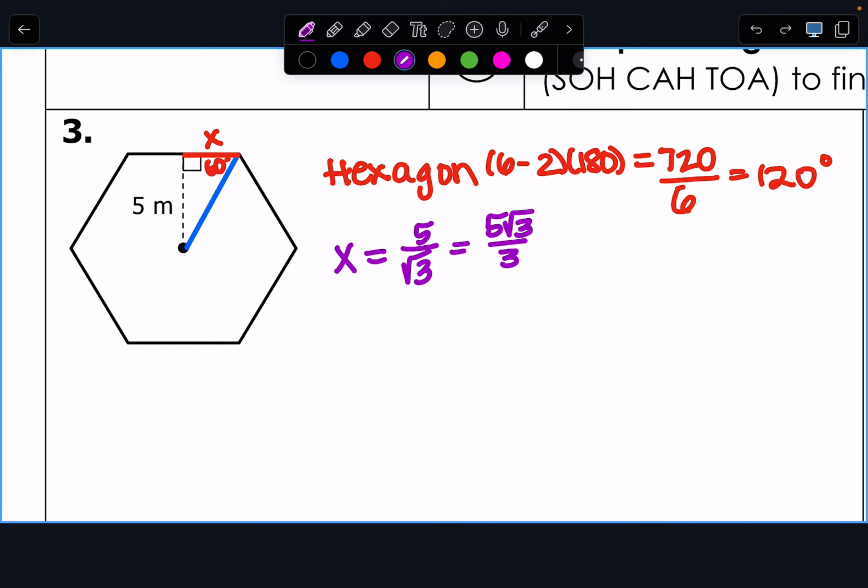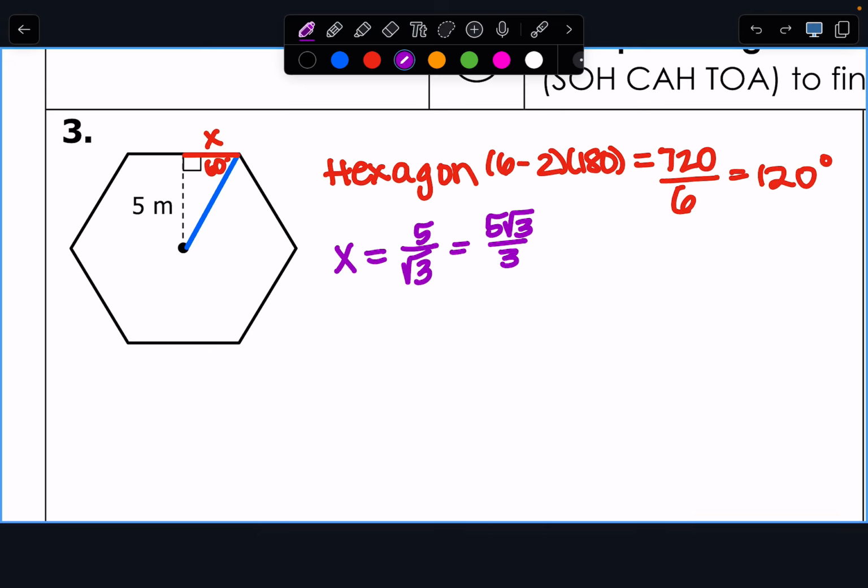Okay, I need to back up. Somebody asked about 60 degrees. Are you okay with where I got 120? Yes or no? Okay, so if this whole angle is 120, the radius is bisecting it, so half of it got me 60. Can I do tangent? Sure. I think it's more work.